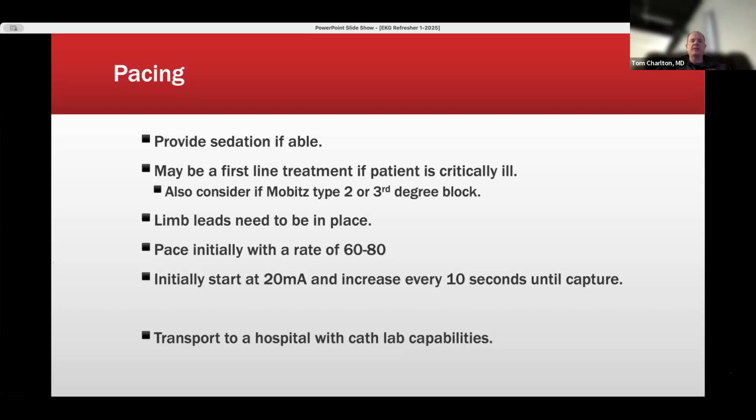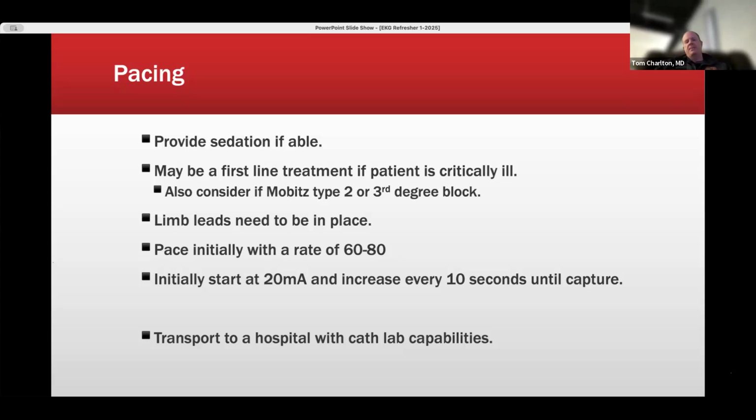It's important that we transport these folks to a hospital with cath lab capabilities, which for all of us is pretty much a moot point. Everywhere we go to has a cath lab. And the reason for that is because when they have a cath lab, that means they're able to do permanent pacemaker placement. So important to go there.